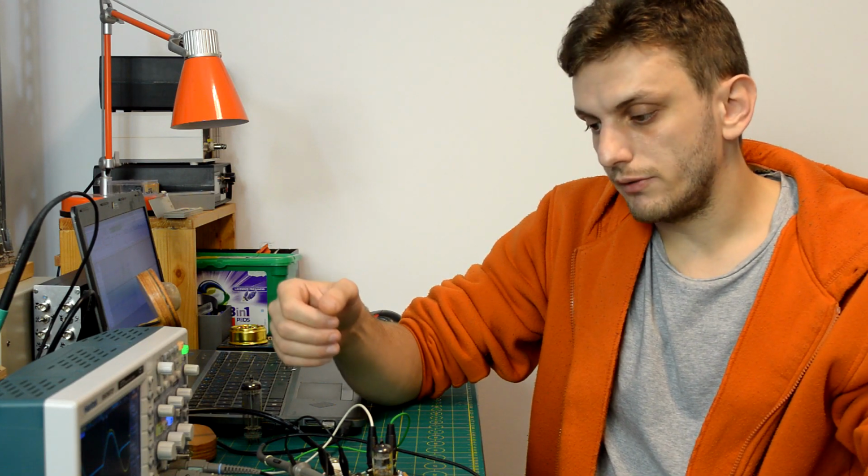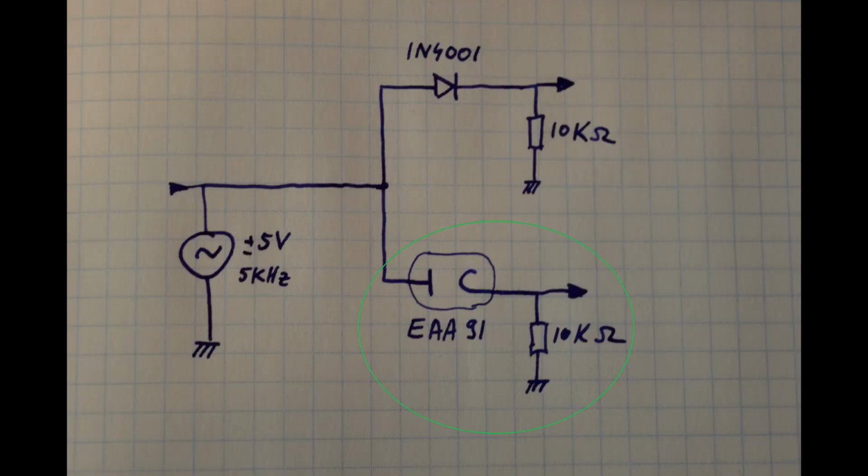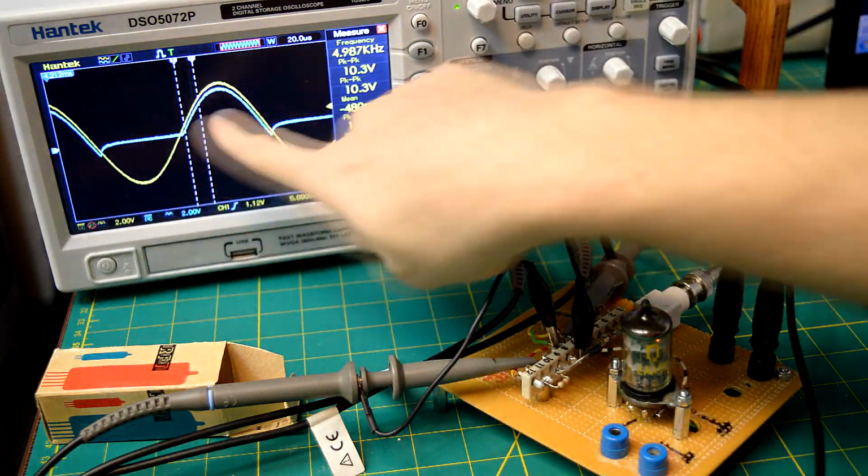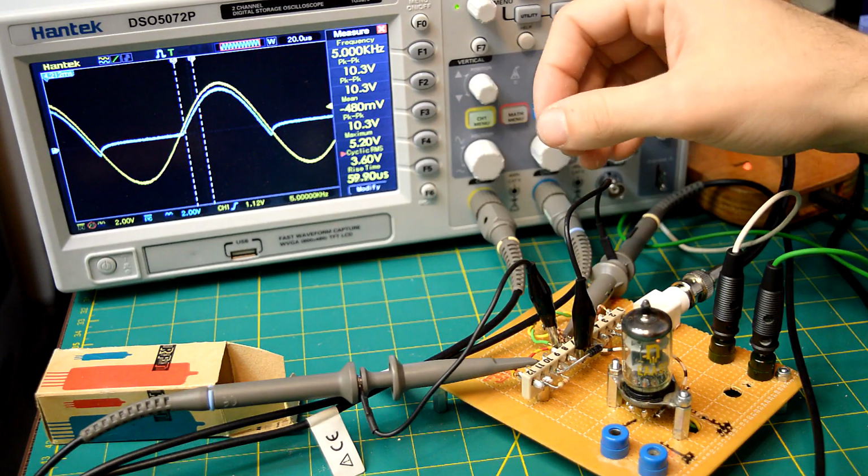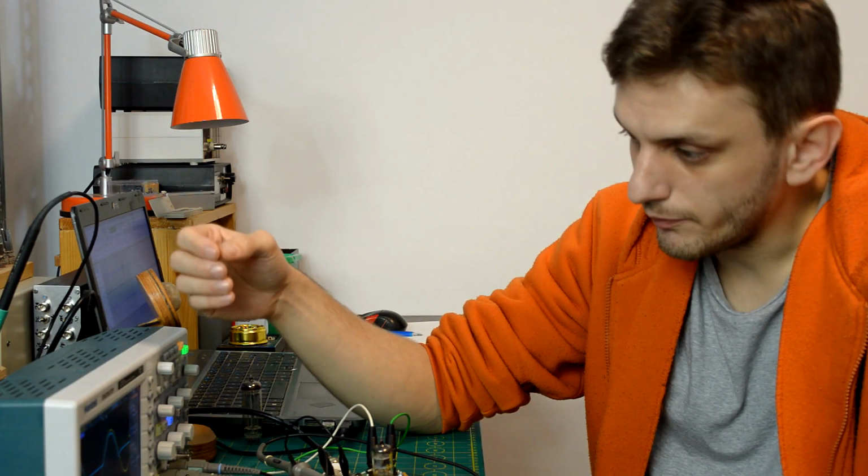And on the other side, I'm doing the exact same circuit, but replacing the semiconductor diode with a vacuum tube diode, the EAA91, a small signal vacuum tube diode. Now, if we look at the waveforms in the two cases, we see how the two types of components behave differently. The first thing we can see here, with yellow is the input signal, and with blue is the output signal in the case of the semiconductor diode.